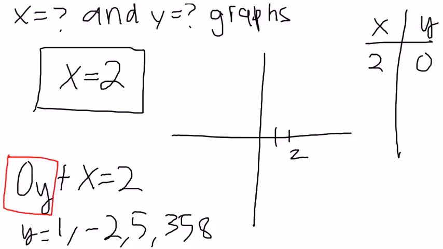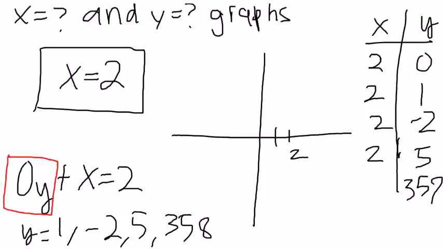So, let's go ahead and see. When you put in 1 for y, it's still times 0, so x still equals 2. Plug in -2, x will still equal 2. When you plug in 5, x will still equal 2. Why? Because it's all multiplied by that 0. So, x will always be 2.